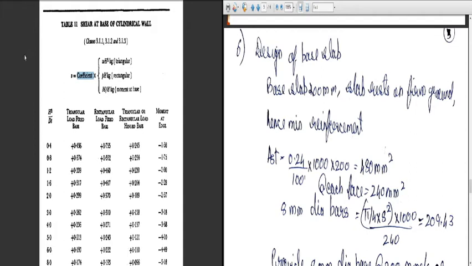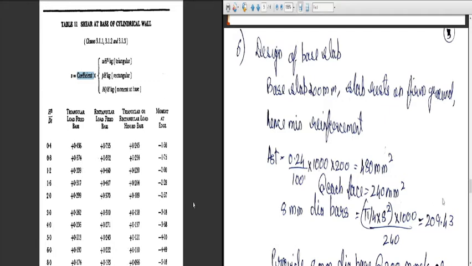Now the last step is design of base slab. So base slab, we have taken the thickness 200 mm. So slab rests on the firm ground. Hence minimum reinforcement. So 0.24 divided by 100 into 1000 into 200, which is 480 mm square. On each face, hence it gets divided by 2.